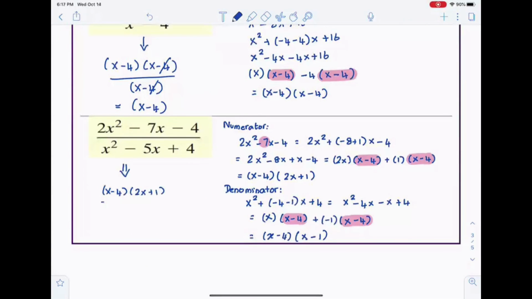The denominator as x minus 4 times x minus 1. Those two factors will get cancelled, and we'd end up having 2x plus 1 divided by x minus 1. What started out as a giant expression reduces to a simple expression because there were common factors.